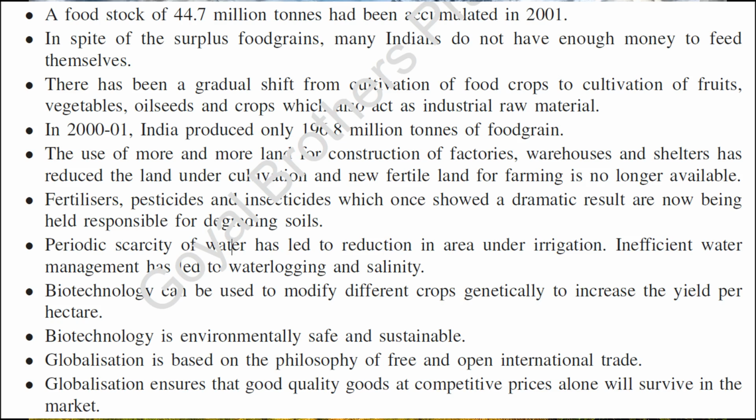There has been a gradual shift from cultivation of food crops to cultivation of fruits, vegetables, oilseeds and crops which also act as industrial raw material. In 2001, India produced only 196.8 million tons of food grain. The use of more and more land for construction of factories, warehouses and shelters has reduced the land under cultivation and new fertile land for farming is no longer available.